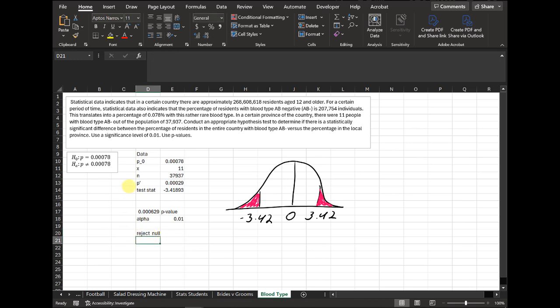And so we can conclude that indeed there is a difference, just the way that we're trying to phrase this. So is there a significant difference between the percentage of residents in this country versus the local province? There is a statistically significant difference.